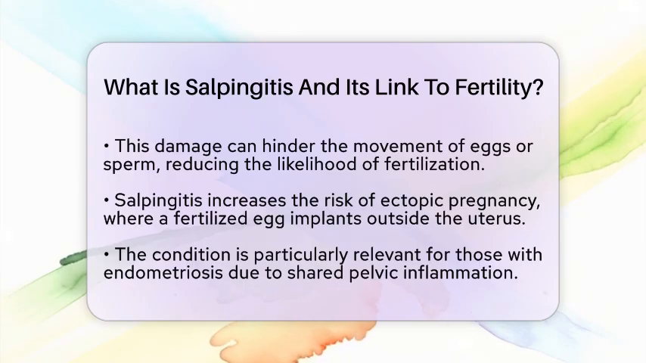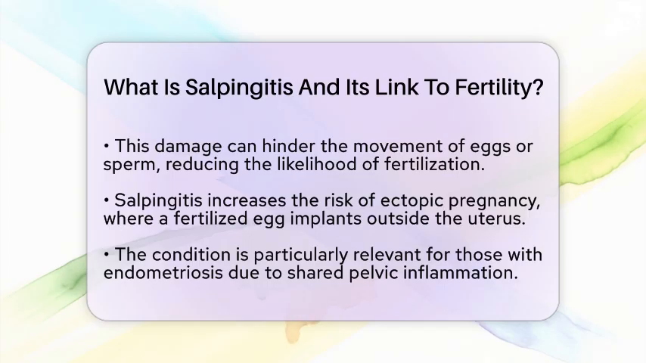Certain factors can increase the risk of developing salpingitis. These include having multiple sexual partners, unprotected sex, previous sexually transmitted infections, and even the insertion of intrauterine devices. Young women aged 16 to 25 are especially at risk, as chlamydia often goes unnoticed due to a lack of symptoms.